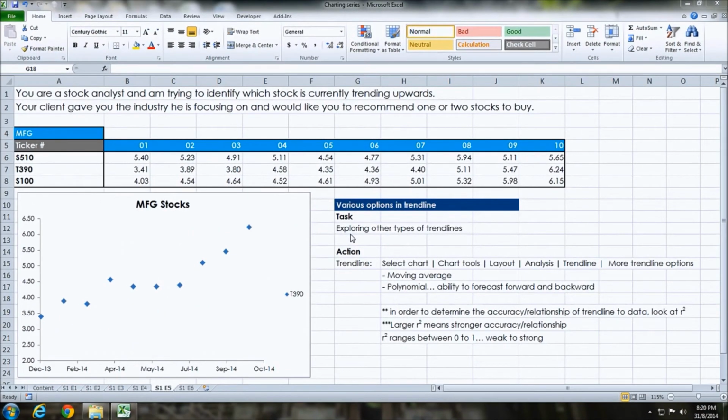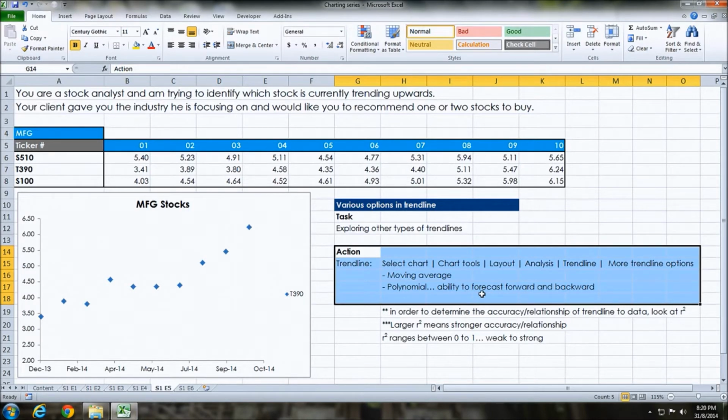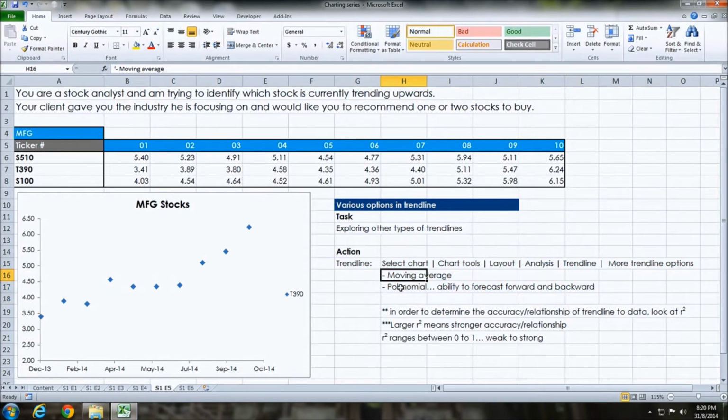I'm Lester and today I shall be continuing the charting series with you guys. As I've mentioned in the previous session, we are going to cover more on the various options within trend lines itself. So today we'll be exploring more of the other types of trend lines within Excel charting tools. As always, I've prepared the action that we'll be doing over here. Today we'll be focusing more on the moving average trend line as well as the polynomial trend line, right?